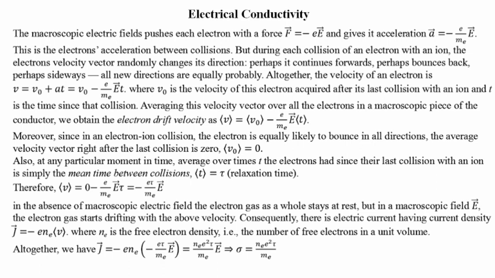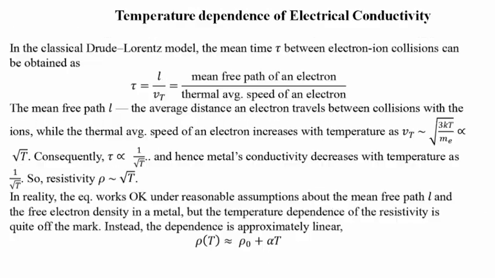Consequently, there is an electric current having current density J equal to minus n e times the drift velocity Vd, where n is the free electron density. You just put here J equal to minus n e and the drift velocity term, then you will get J equal to sigma E, so sigma is equal to n e square tau by m. That means by using classical free electron theory, we can obtain the electrical conductivity.